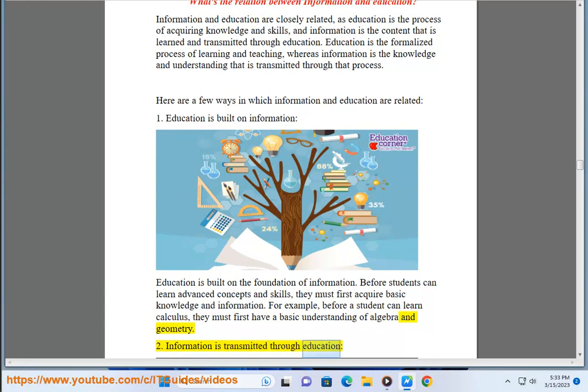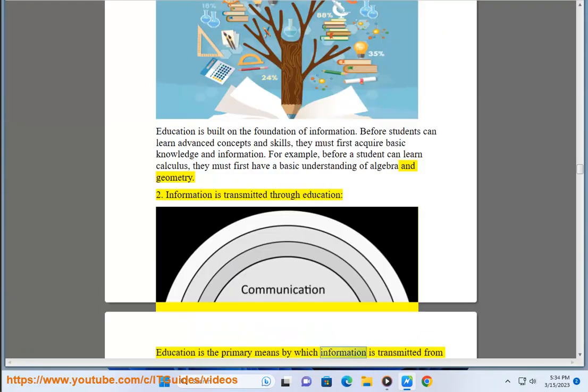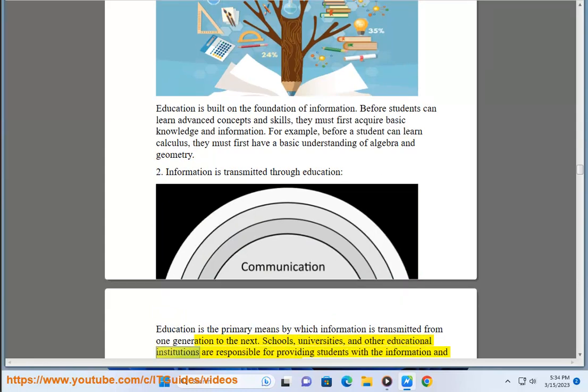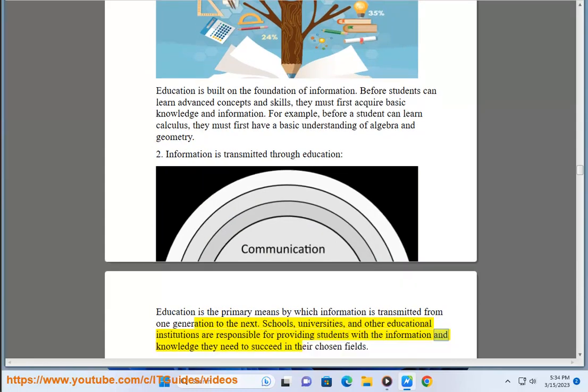2. Information is transmitted through education. Education is the primary means by which information is transmitted from one generation to the next. Schools, universities, and other educational institutions are responsible for providing students with the information and knowledge they need to succeed in their chosen fields.